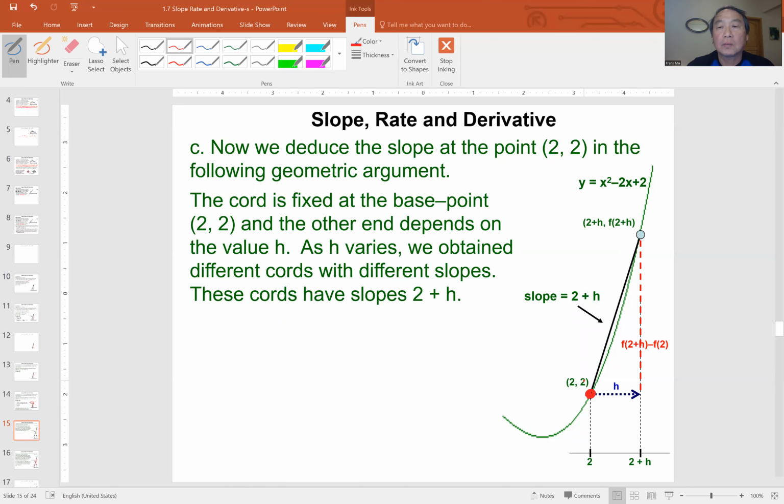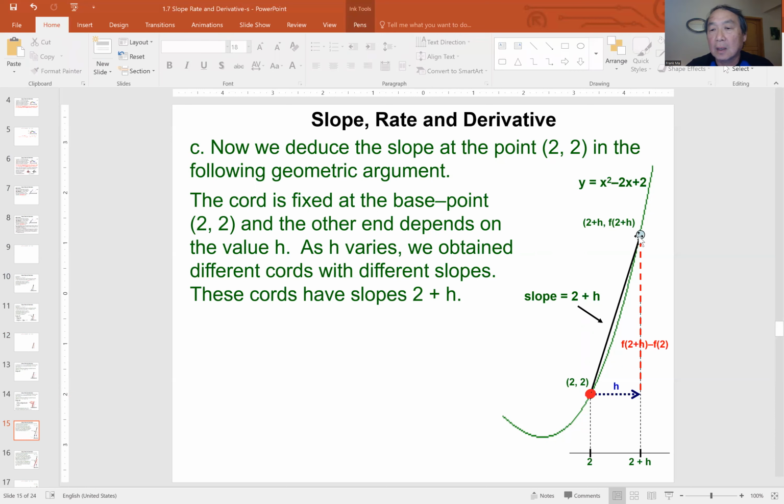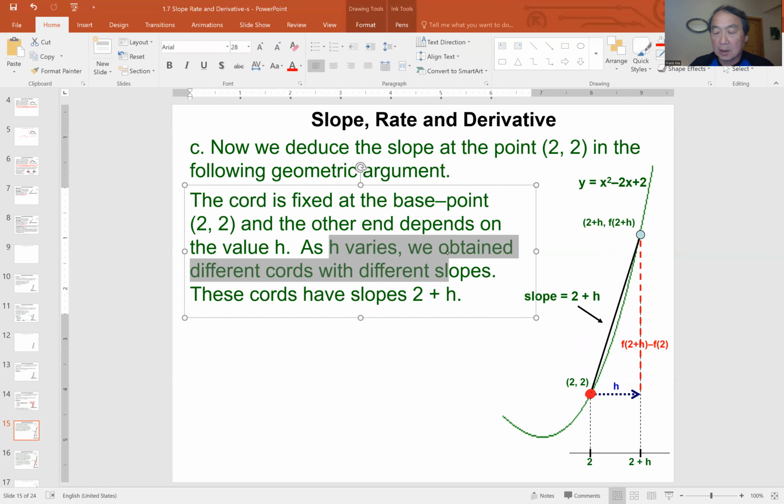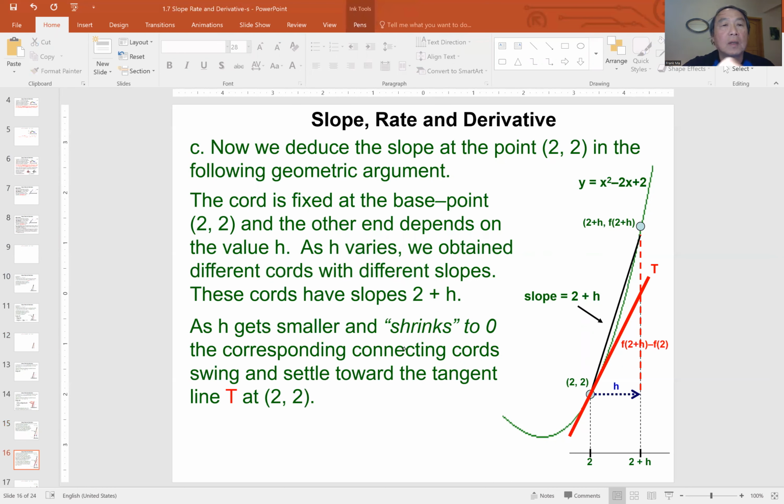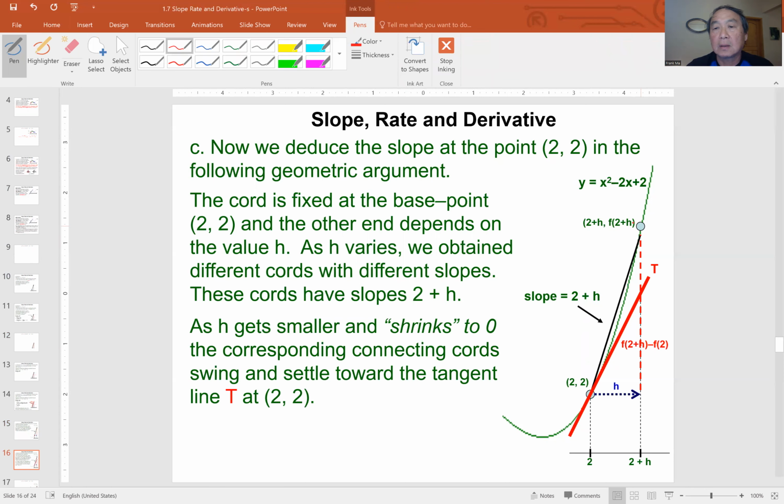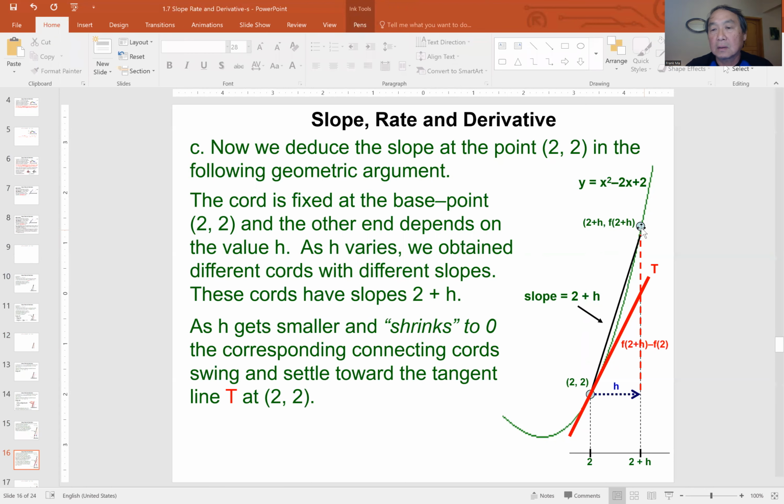How? We can say let h become smaller and smaller, and we can take the slope at the point 2 by taking this point getting closer and closer, so the line gets closer and closer. Then as h goes to 0, this tangent line must have slope 2, because h is equal to 0.